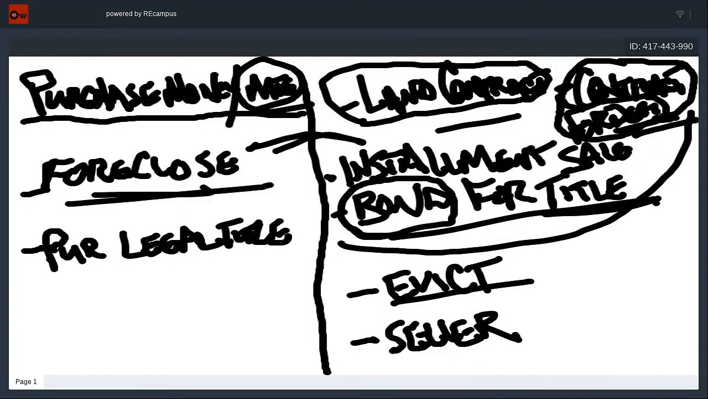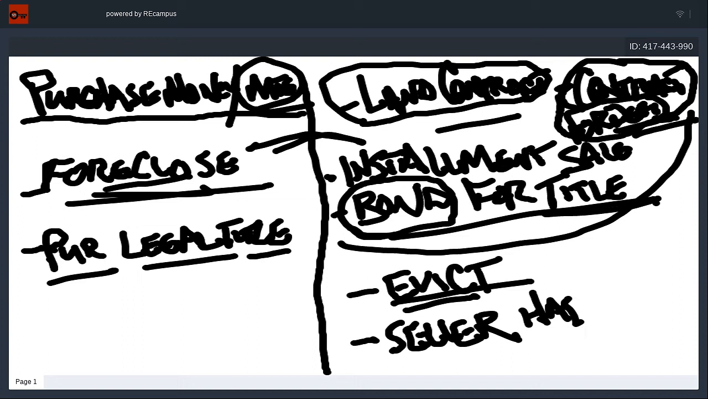So you foreclose here, you evict here. Purchaser has legal title here. Seller has legal title here. Okay, those are the only two things you need to know about those two owner financing situations.